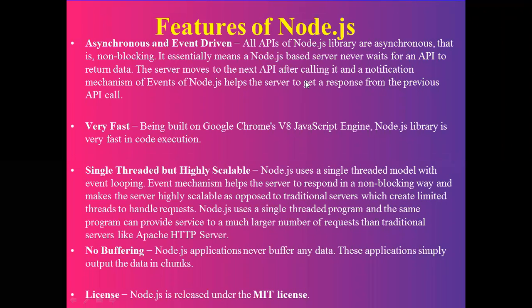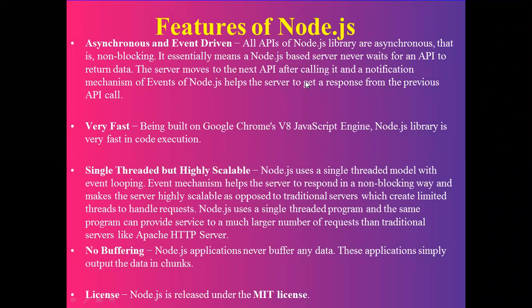Here, event mechanisms help the server to respond in a non-blocking way, and it makes the server highly scalable as opposed to traditional servers, which create limited threads to handle the request. Node.js uses a single threaded program, and the same program can provide services to a much larger number of requests than traditional servers like Apache HTTP server. Instead of using multiple threads for a single request, Node.js uses a single thread for a single request. So that's why it is highly scalable.